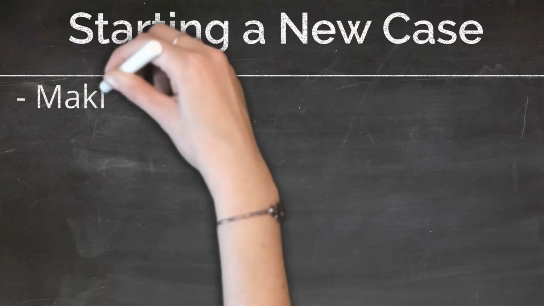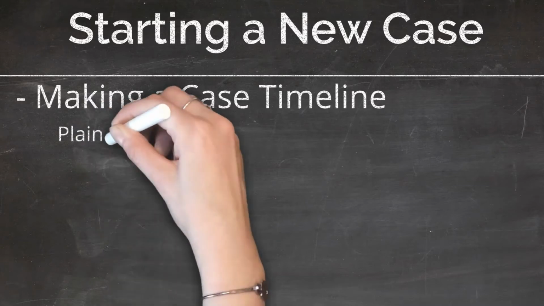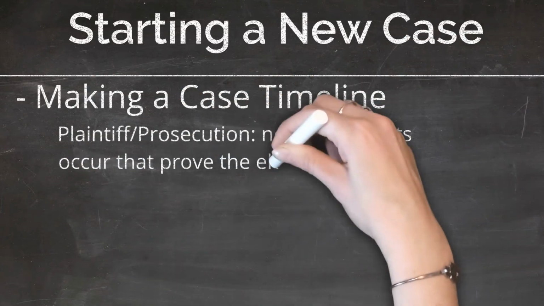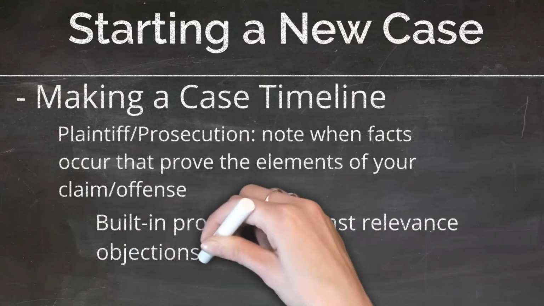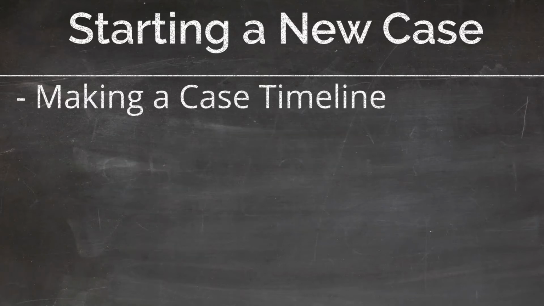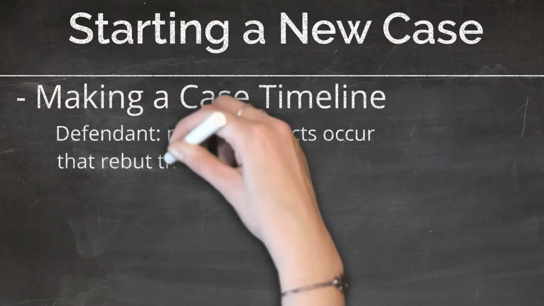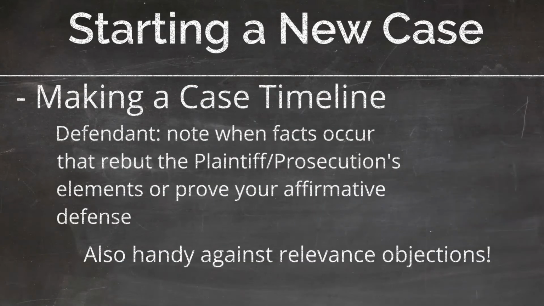So my timeline is going to include, if I'm the burden carrying party, normally the plaintiff or the prosecution, I'm going to flag every time I am proving an element. And the reason I'm doing that is so if I get a relevance objection or something like that, I can say this is relevant because it goes to this element. If I'm the other party, if I'm trying to beat the prosecution or the plaintiff or the burden carrying party, I'm going to put what's rebutting what element, when that happened.